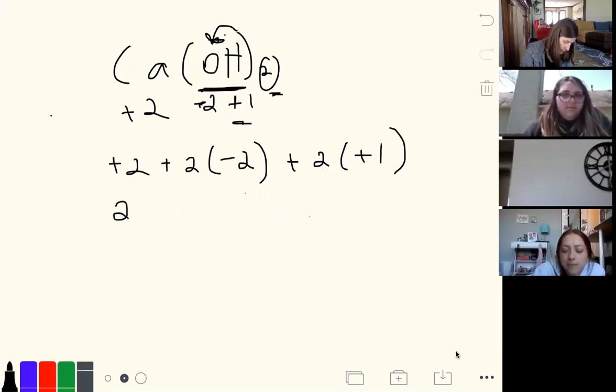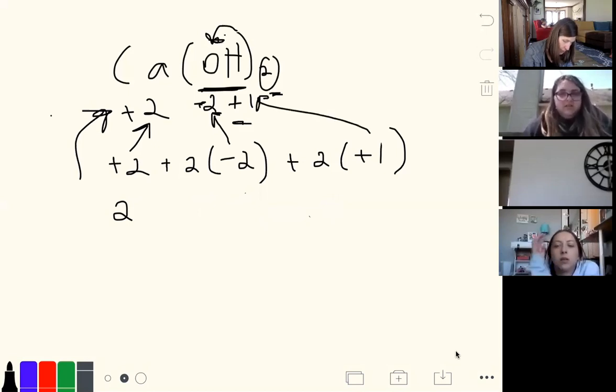Okay, so I have 2, right? That's just a +2. I put all the pluses and negatives so you could see what I was getting from here. So that +2 just came from that calcium. That -2 came from the oxygen, and that +1 came from the hydrogen. And because there's 2 of those molecules, I multiplied each one of those times 2. Does that make sense? Yeah.